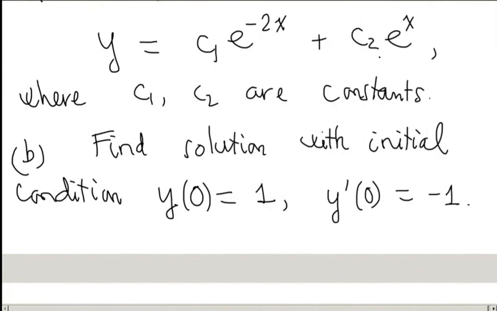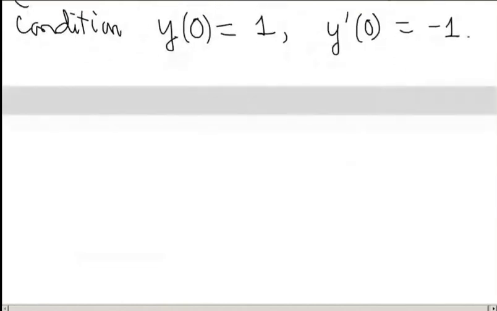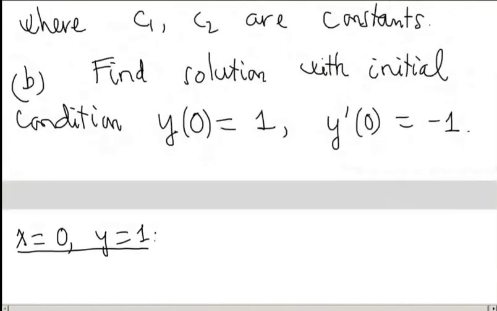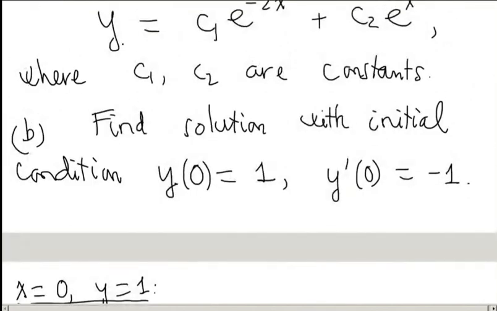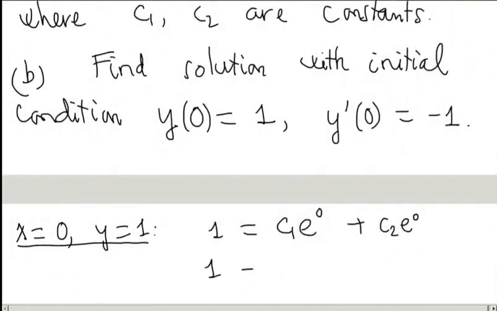Well, let's go back to the general solution here. The first initial condition says that when x equals 0, y equals 1. So we just plug in x equals 0 and y equals 1. We will have 1 for y equal to C1 e to the 0 plus C2 e to the 0 as well. So we get 1 equal to C1 plus C2.